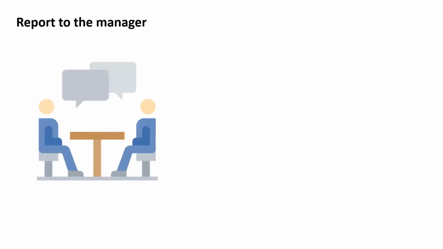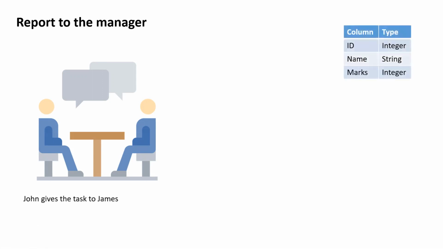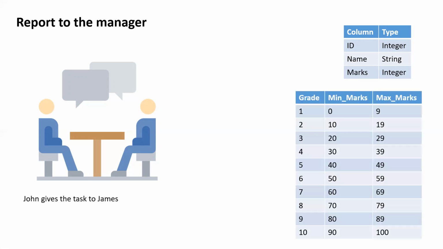Here we have one task which is provided by James, because James got this requirement from John, the manager. James comes to us and says that his manager John told him that there is a table which consists of three columns. The first column is ID, second column is name, and the third column is marks. It's a student table. There is one more table which consists of grade, minimum marks, and maximum marks.